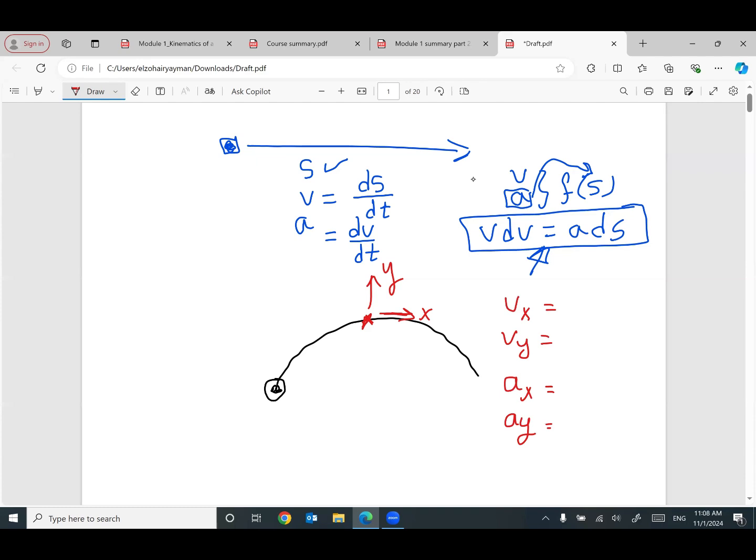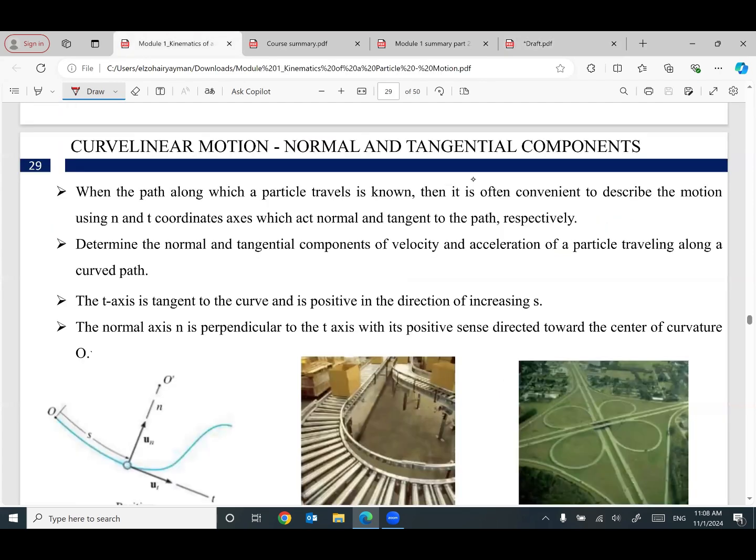The x component of the velocity equals x dot, the y component is y dot. The x component of the acceleration is x double dot, and the y component will be y double dot. Dot means first derivative with respect to time. This is if you have a curvilinear motion and you are talking about x and y components. Today, we are still talking about curvilinear motion, but we will have another two components, not x and y. They are normal and tangential.